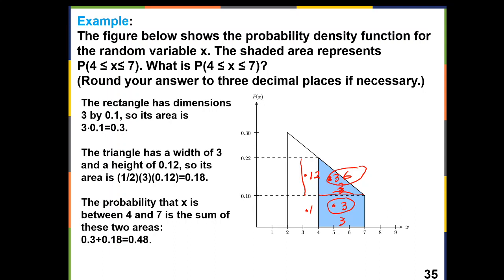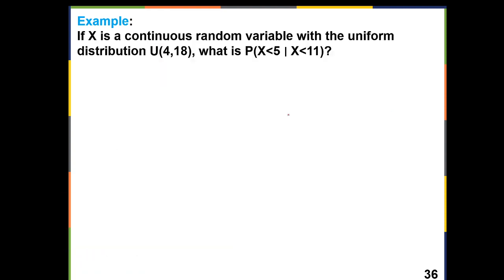Wait, I'm sorry, I didn't divide it by 2. What's the area of a triangle? One half base times the height. So I multiplied base times height, but I didn't divide by 2. So divide by 2: 0.36 divided by 2 is 0.18. So 0.18 plus 0.3 is 0.48. So that's the answer. Almost got it wrong, right? I actually did, but that's okay, we corrected ourselves.